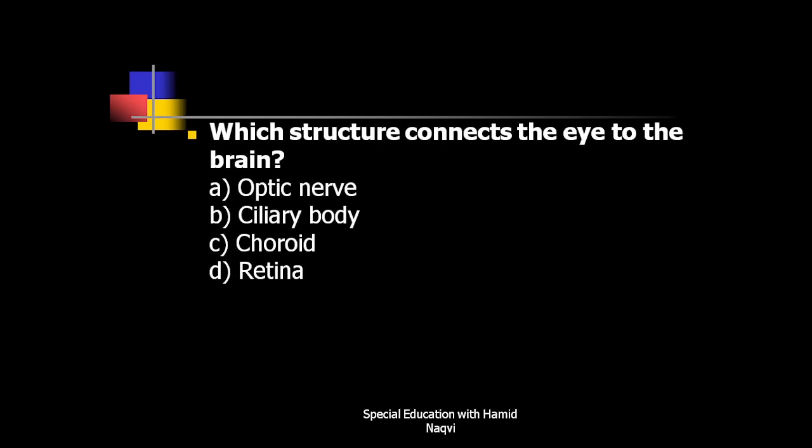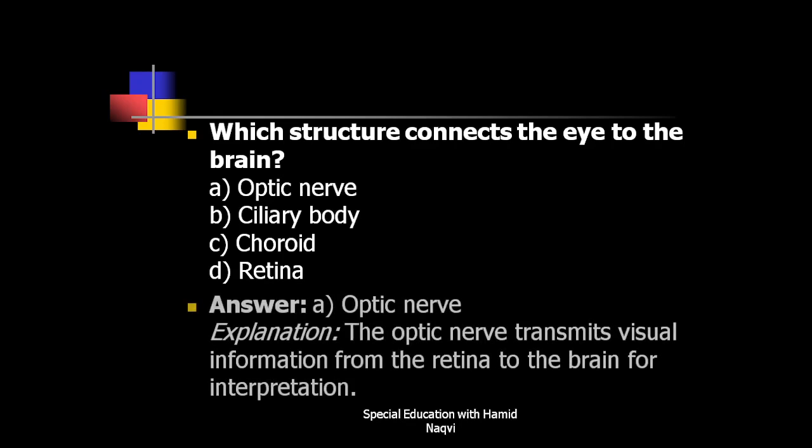Which structure connects the eye to the brain? Optic nerve, ciliary body, choroid, or retina? Correct answer is optic nerve. The optic nerve transmits visual information from the retina to the brain for interpretation.